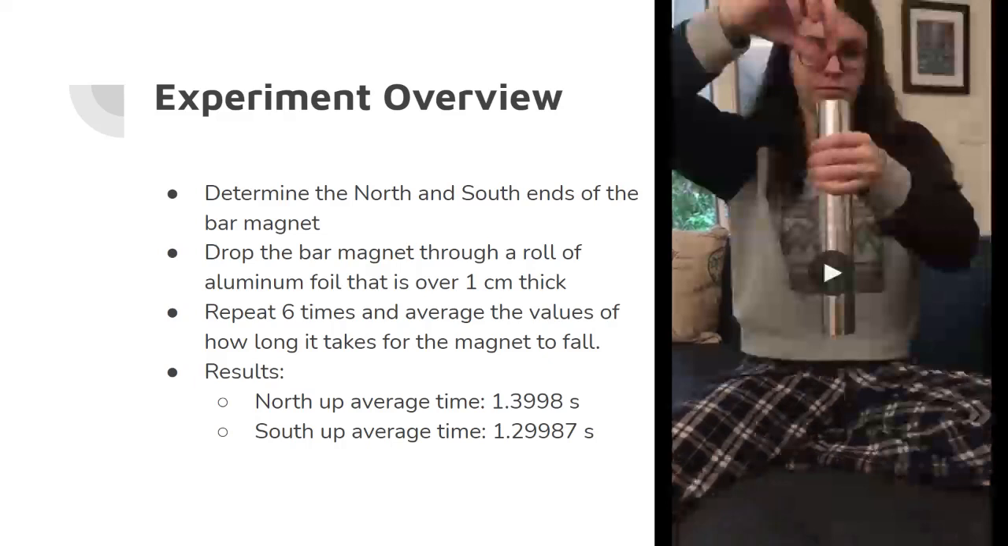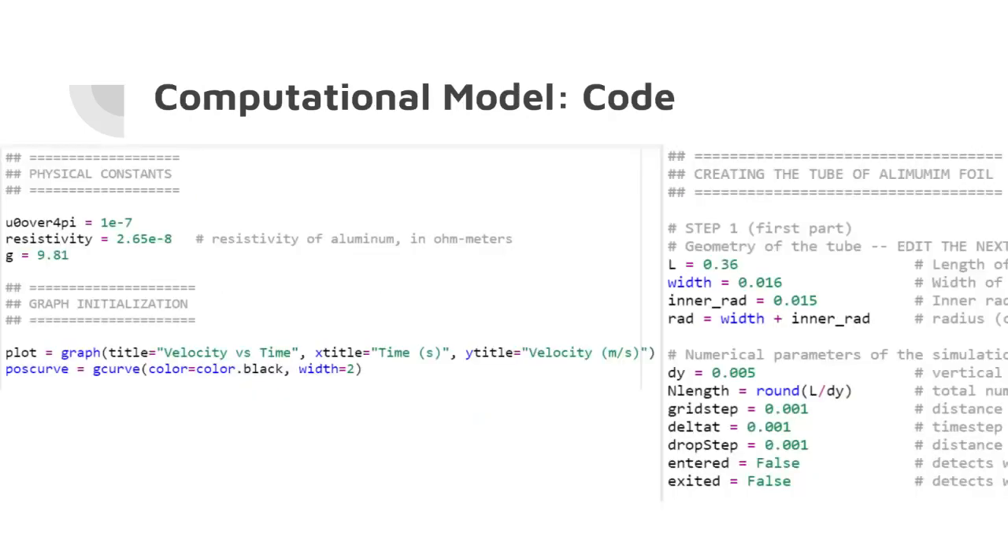And then I repeated this 6 times and averaged the values of how long it took for the magnet to fall. And so when the north side was up, the average time was 1.3998 seconds, and when the south was up, then it was 1.29987 seconds. So there's a bit of a difference, but not too significant.